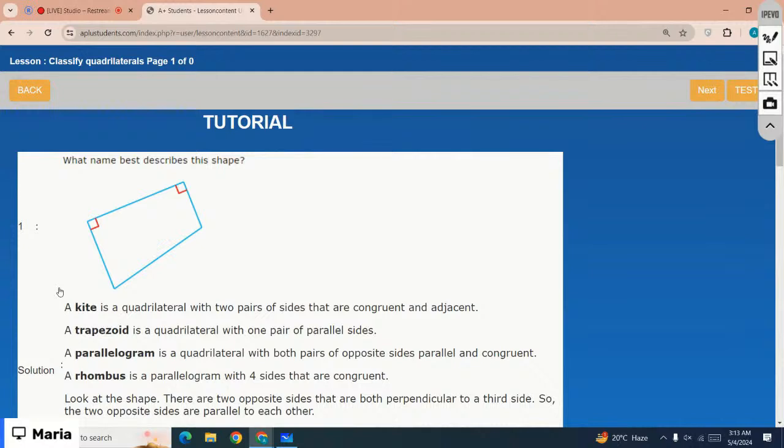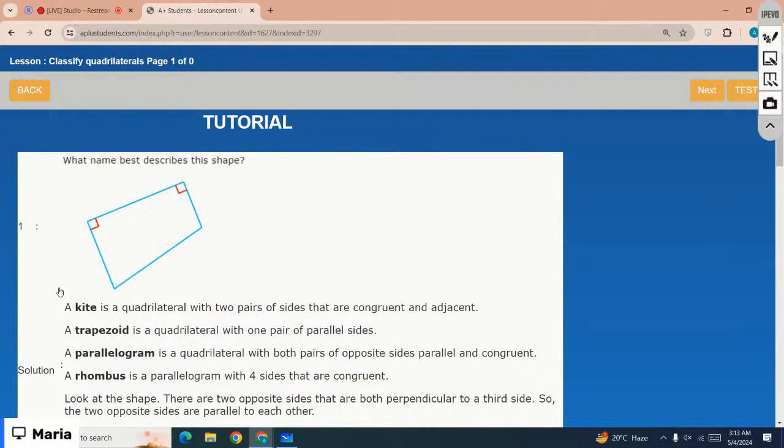So here are the shapes and their definitions. A kite is a quadrilateral with two pairs of sides that are congruent and adjacent, right? So if two pairs of the sides are congruent and adjacent, that means that is a kite. Then trapezoid. A trapezoid is a quadrilateral with one pair of parallel sides. A parallelogram is a quadrilateral with both pairs of opposite sides parallel and congruent. So if both these opposite sides are parallel and congruent, that means that is a parallelogram.